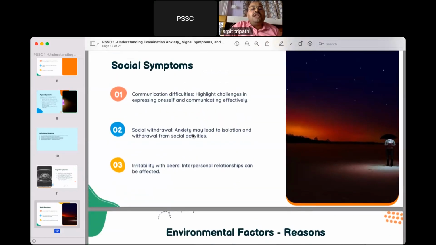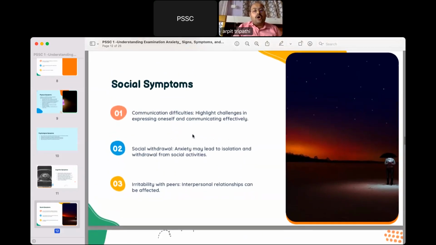Social withdrawal. Anxiety may lead to isolation and withdrawal from social activities. So if a child is socially withdrawn, anxiety could be the major reason behind it. The child may feel nobody talks to me, nobody wants to be my friend, from when the exam started or the exam is about to start.